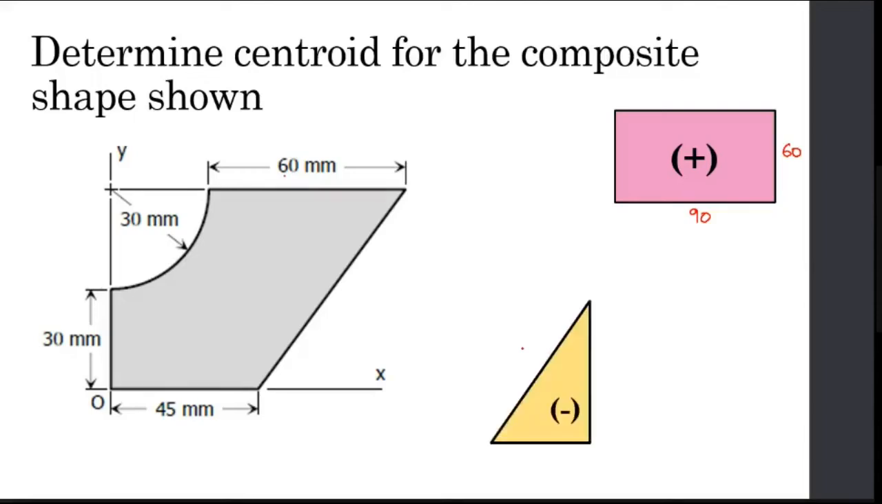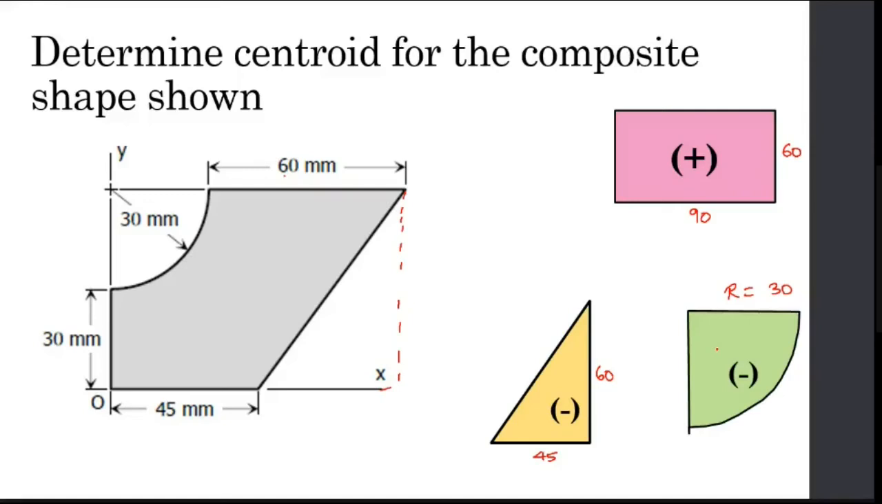Next, your triangle. So this is my triangle, you can see. So my triangle will be like this. Totally the rectangle is 90, subtracting 45 here, so the remaining base is 45. So 45 is my base. What is my height? Height is again 60. Next, a quarter circle, radius is already given. So R is equal to 30. That is given, we can use that.